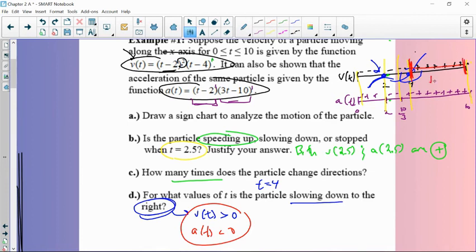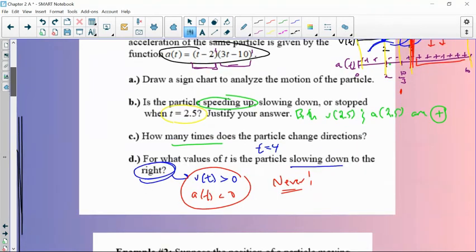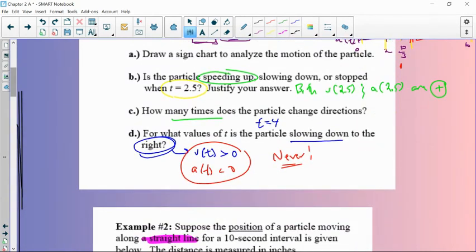So then I take a look in that interval of the acceleration. Well, is it ever negative in that region? And it's not, right? It stops being negative at 10/3. So when is this slowing down to the right? It's never. And I can justify that because at no point in time is the acceleration negative while the velocity is positive. Okay. And so, like I said, I just wanted to cover that example.